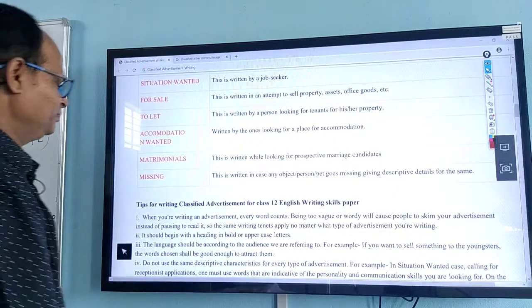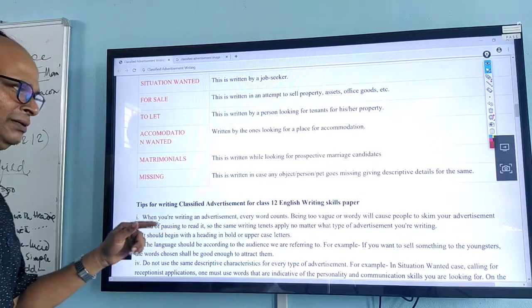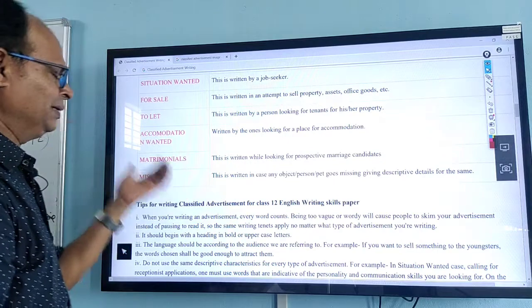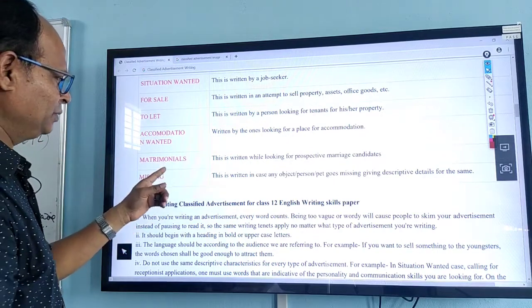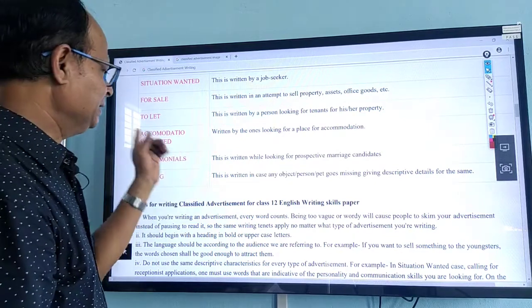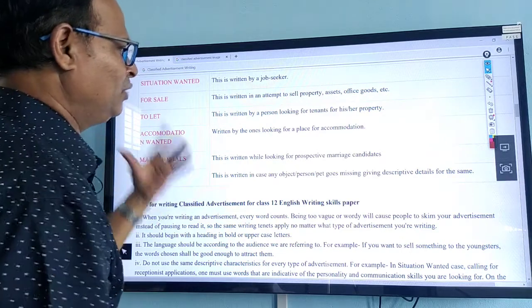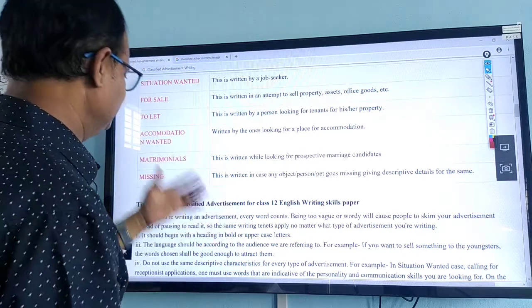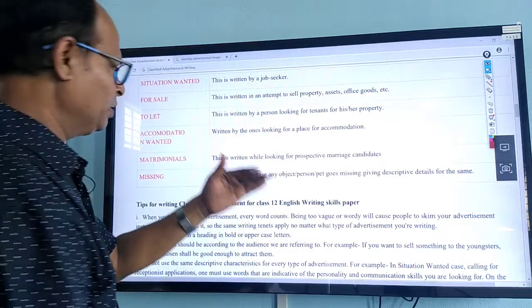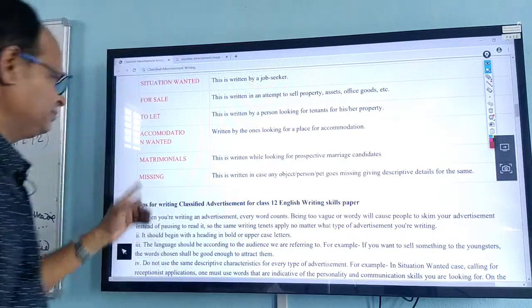Then you will see the next one is matrimonials. In modern times we communicate through emails or the internet, and therefore in the case of matrimonials too, an alliance is wanted for the bridegroom or bride. When this advertisement is given mentioning the post box and other details, accordingly the purpose is served.